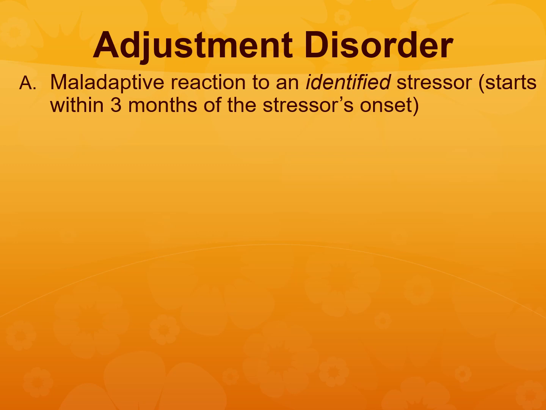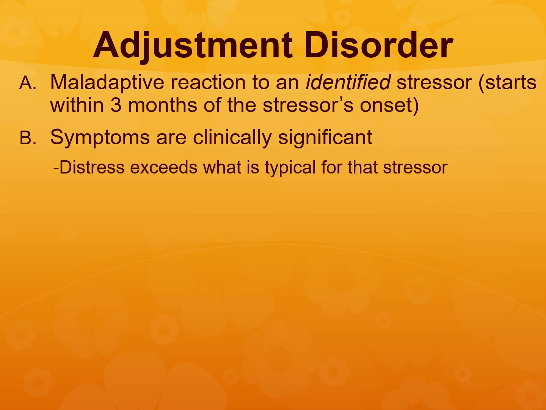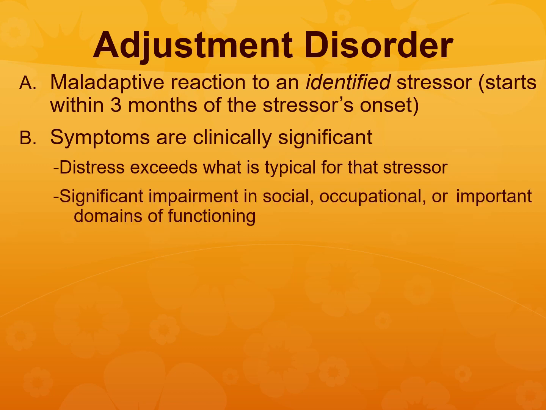Adjustment disorder is perhaps the most mild diagnosis in the DSM. It's basically saying that you're having a maladaptive reaction to a stressor that we can pinpoint. We can identify what that stressor is, and within 3 months of that stressor, you started having symptoms that were challenging for you. We define this as the symptoms being clinically significant, in that the stress you're experiencing exceeds what would be typical for that event, or it's causing some kind of impairment in a domain of life, like your occupational functioning or your social life, so that some part of your world is not working as it should because of the stress and distress you're experiencing.